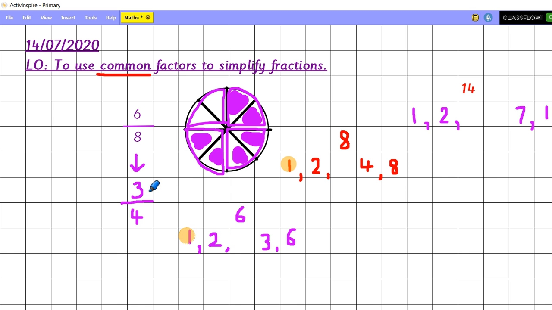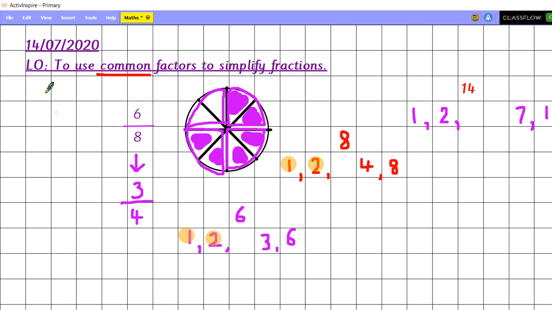1 and 1. And then I've got 2 and 2. This one I've got 3. I've not got 3 here. I've got 6 and I've not got 6 here. So the common factors between 6 and 8 are 1 and 2. Okay, but like I said, I need to find the highest common factor, which is the highest factor between the 2, which is 2.